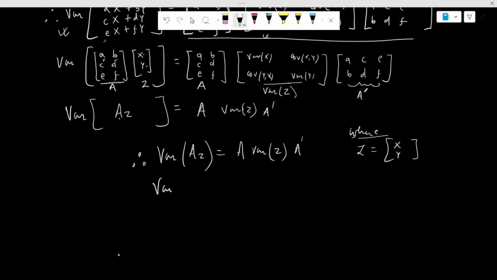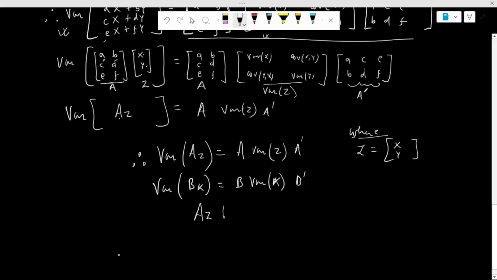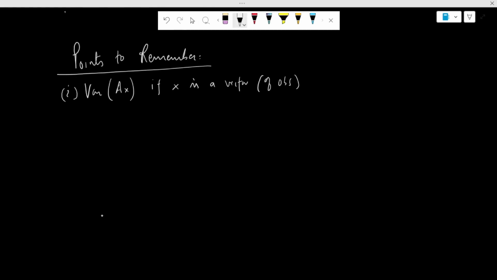Similarly, the variance of the linear combinations represented by BK is equal to B variance of K times B transpose. Here both AZ and BK represent linear combinations of the random variables. Some important points to remember. For the variance of AX, based on the nature of this X, we are going to use different formulas.